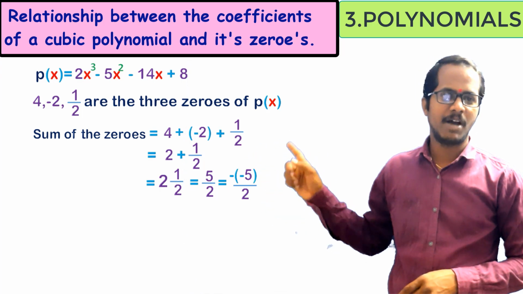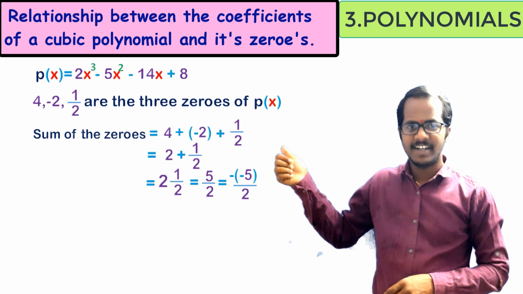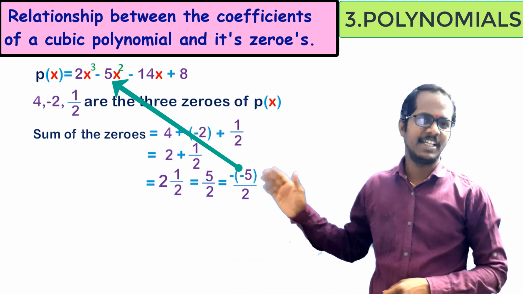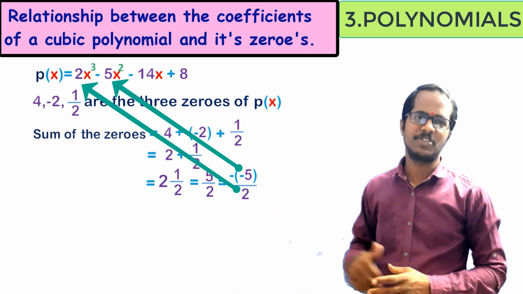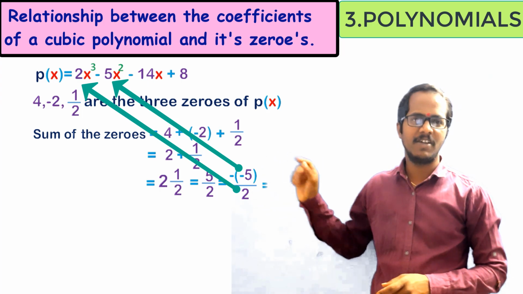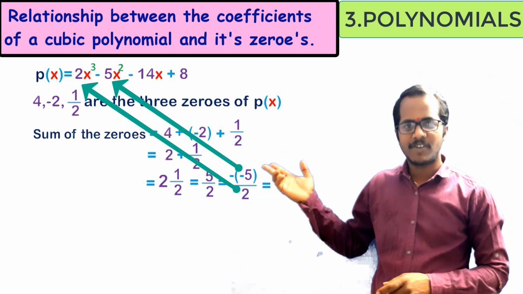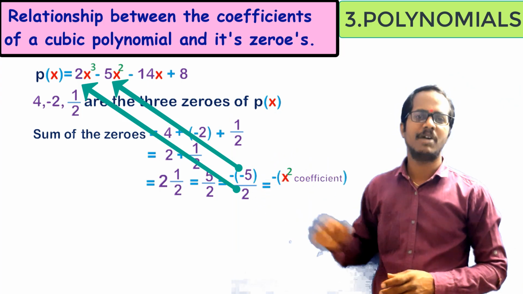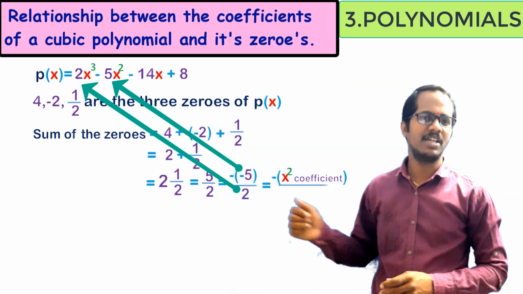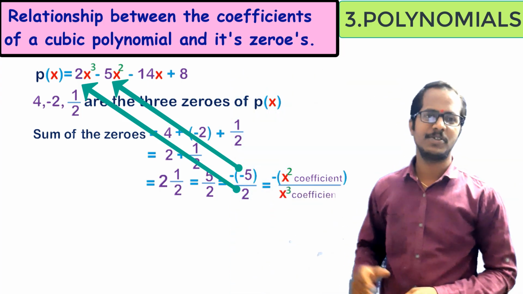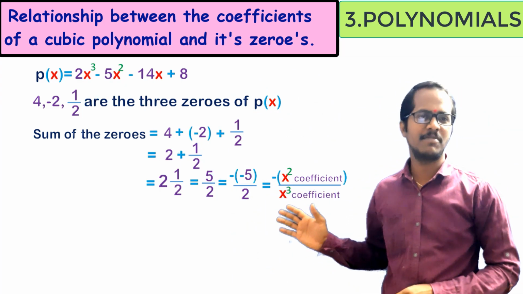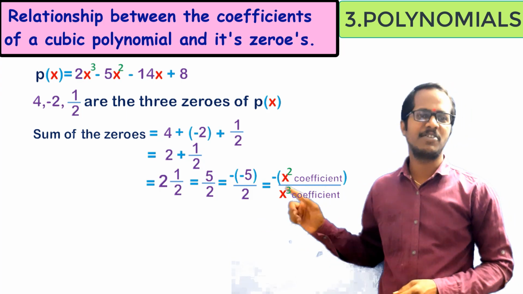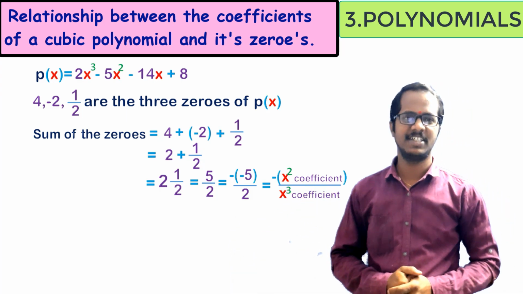Now this minus 5 is nothing but the coefficient of x square, and this 2 is nothing but the coefficient of x cube. So this minus 5 and 2 are related to the x square coefficient and x cube coefficient. So this can be written as minus of x square coefficient by x cube coefficient. So what is the relation that we get for the sum of the zeros of a cubic polynomial? It is minus x square coefficient by x cube coefficient.